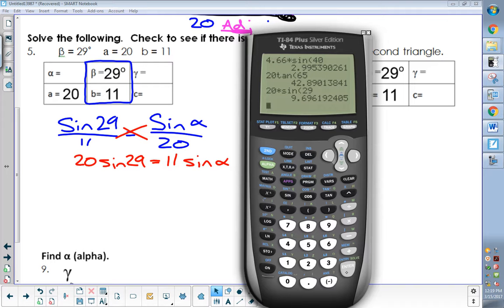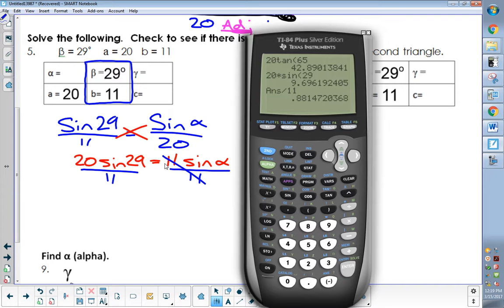What else do I need to get rid of on the alpha side? 11. So I'm going to divide by 11. What else do I need to get rid of on the alpha side? Sine. So to get rid of the sine, I'm going second sine of that angle. Type it in, hit enter. I get 61.8 degrees.